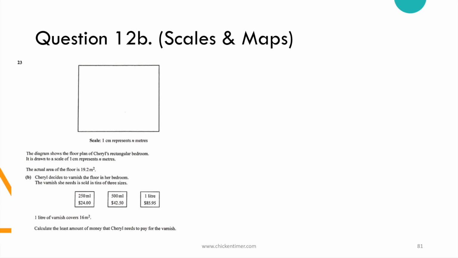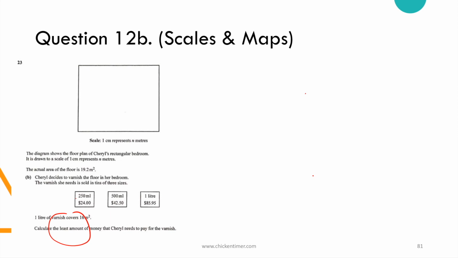So on the second part, Cheryl decides to varnish the floor in a bedroom. The varnish was sold in 3 sizes. She wants to figure out how much she should buy, so the least amount of money she will need to pay. Okay, for 12b, Cheryl has decided to varnish the floor, so she wants to find out the least amount of money she will need to pay for the varnish.